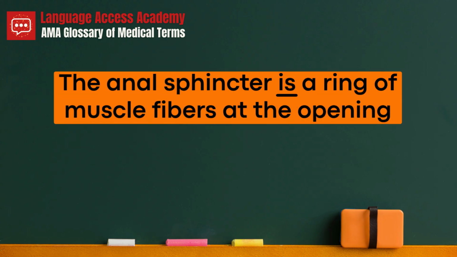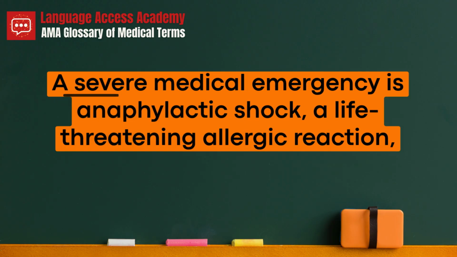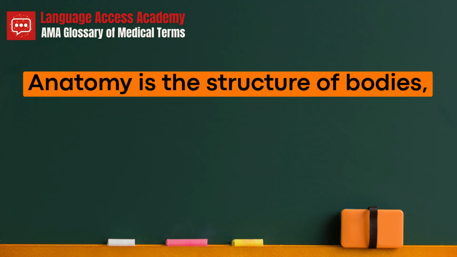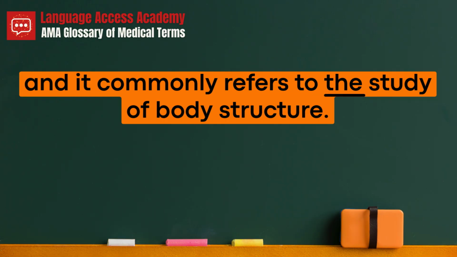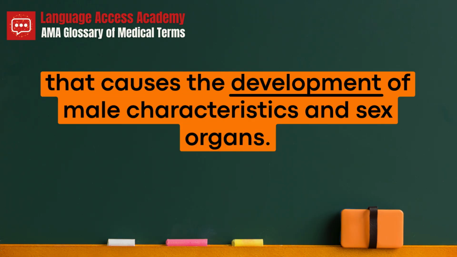The anal sphincter is a ring of muscle fibers at the opening of the rectum that controls the opening and closing of the anus. A severe medical emergency is anaphylactic shock, a life-threatening allergic reaction resulting in difficulty breathing and low blood pressure. Anatomy is the structure of bodies, and it commonly refers to the study of body structure. An androgen is a hormone, such as testosterone, that causes the development of male characteristics and sex organs.